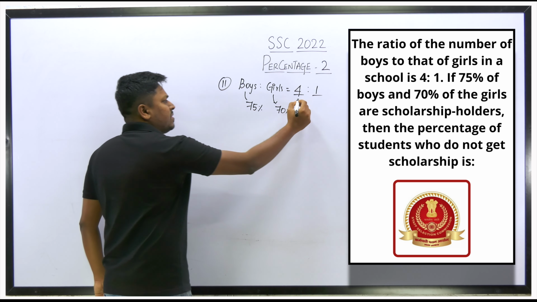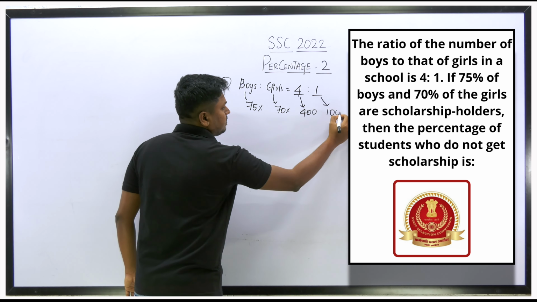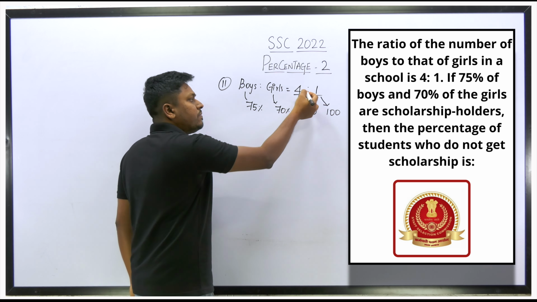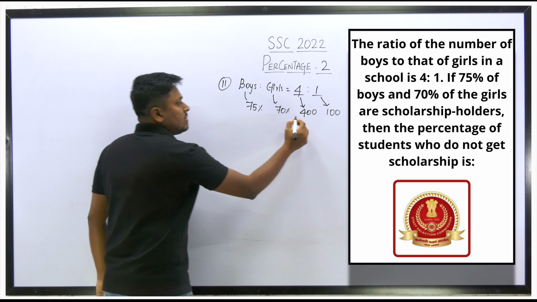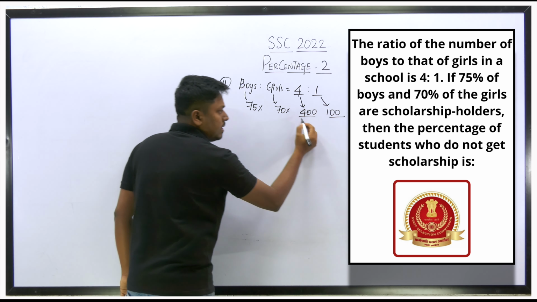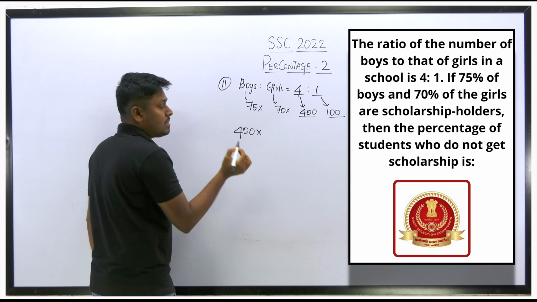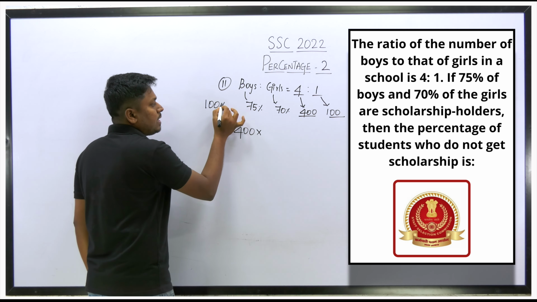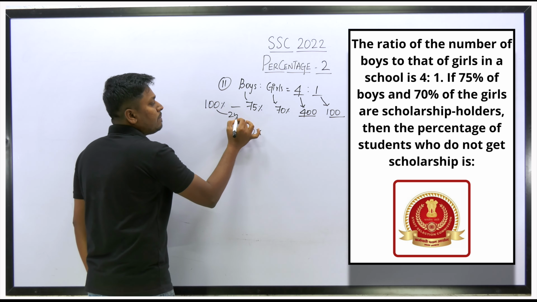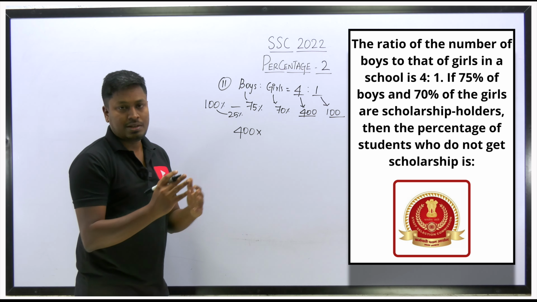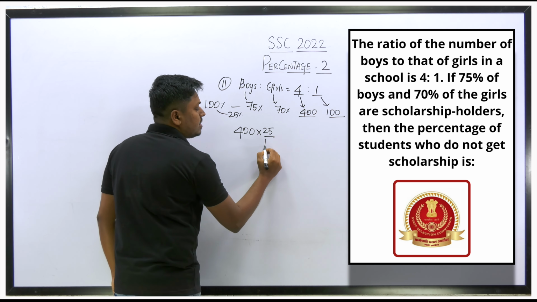First we can take this ratio value, 4:1. We can assume some numbers here. We can take boys as 400 and girls as 100, because they are in the ratio 4:1. Now listen carefully. Out of 400, how many boys got scholarship? 75%. So from 100%, if 75% got scholarship, then the remaining 25% of the boys did not get a scholarship. So from the boys 400, let me find what is 25%, that is 25 by 100.